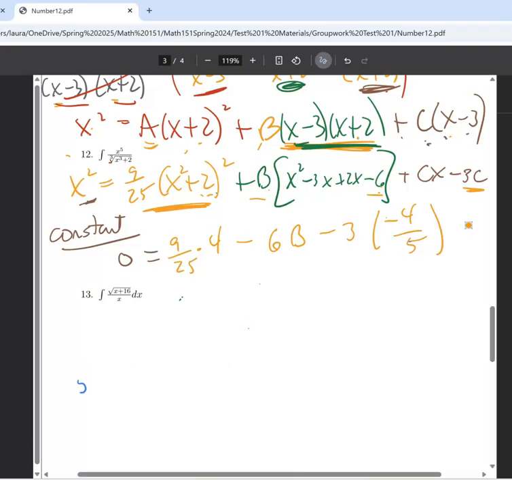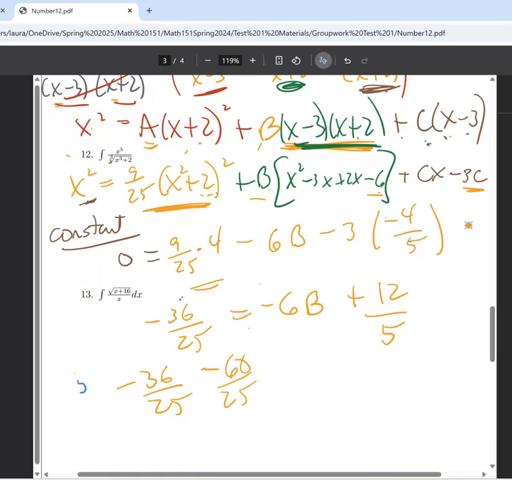So let's see. I'm going to pull this over to the other side. So I have a negative 36 over 25 equals a negative 6b, and this would be a plus 12 over 5, right? Subtract that over. And so negative 36 over 25, and if I want to make common denominators, I get a minus 60 over 25. So that gives me negative 6b.